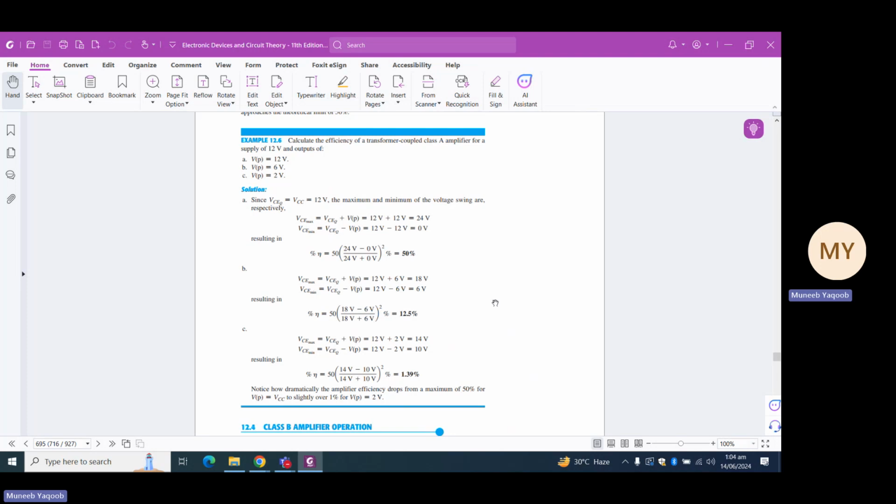So to overcome this situation, we will inshallah learn what are class B power amplifiers and how they are being used for the betterment of power amplifiers. Inshallah, we'll discuss class B power amplifier in the next lecture.